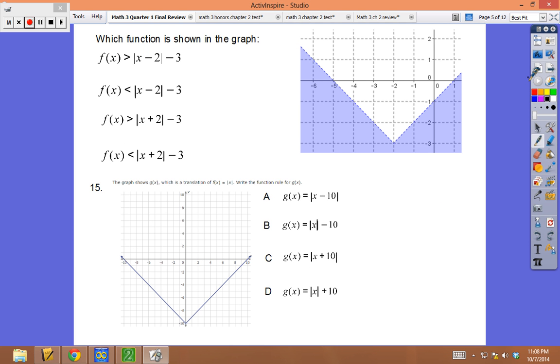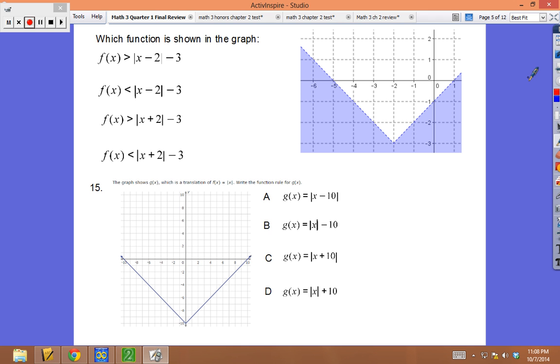Okay, some transformations. So sliding left, right, up, down. This is an absolute value function, and we need to find the vertex because these are all in vertex form. So the vertex is right here. The vertex, we go left 2 and down 3. That dot right there is my vertex.